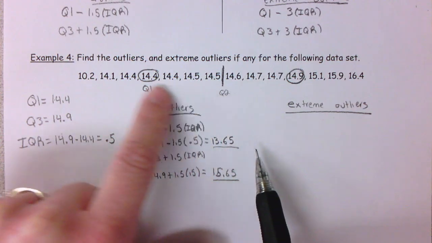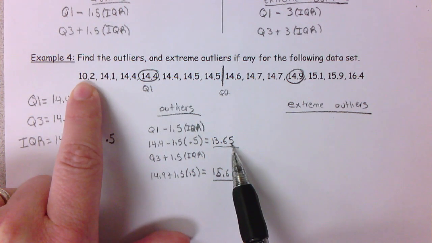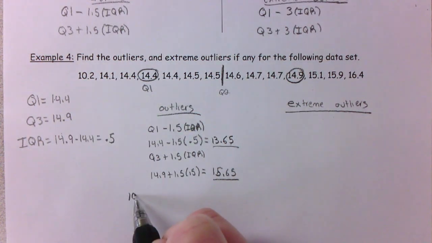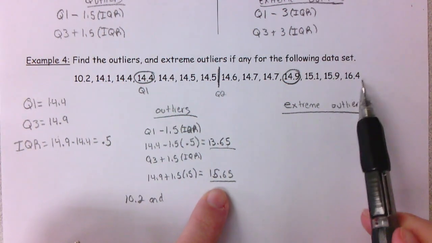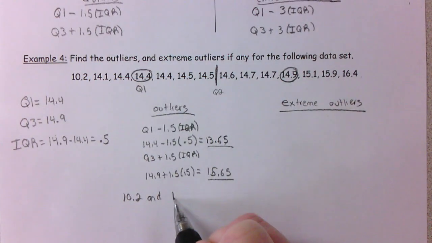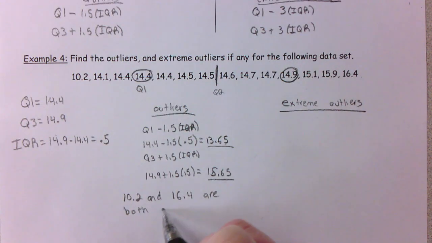So I look at the lowest number. 10.2 is less than 13.65. It is more than 1.5 box lengths away, so that is considered an outlier. And on the flip side, 16.4 is bigger than 15.65, so that is also an outlier. So 10.2 and 16.4 are both outliers.